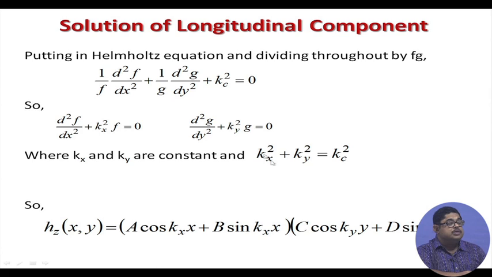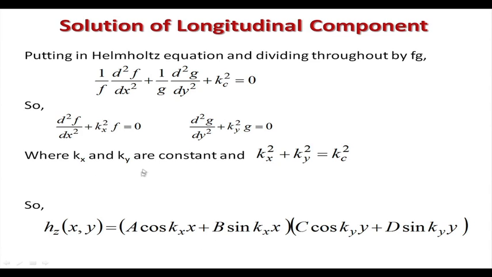Again you are getting 2 constants. One side is a function of f, the other is a function of g, but their sum is equal to a constant, because my kc square is a constant. That is possible only if separately they are equal to 2 constants. Now, its solution, you know these. Again you can see that d2f/dx2, the double derivative of the function f with respect to x, will be a constant into the function, that means again some cos, sine type of thing. So, this is in x.